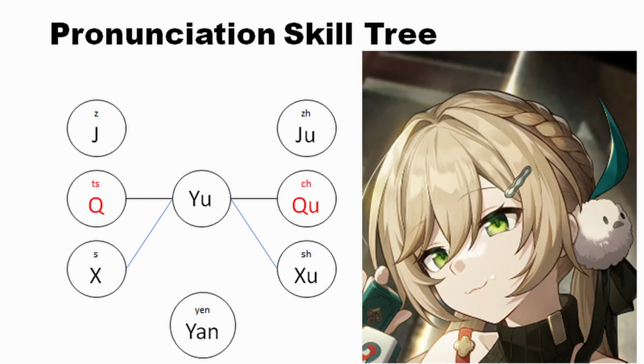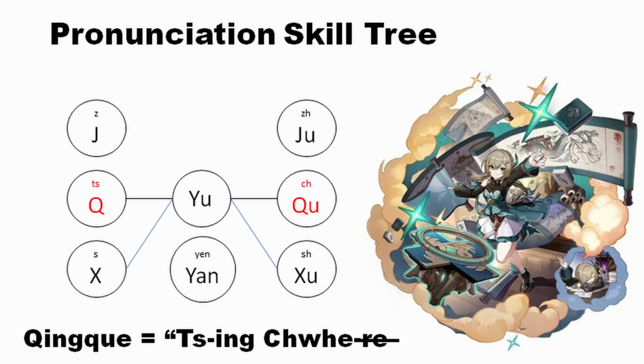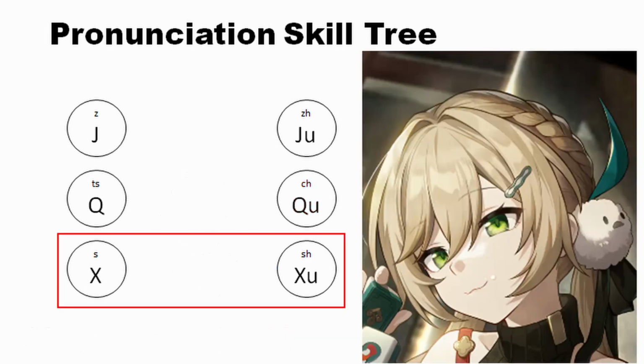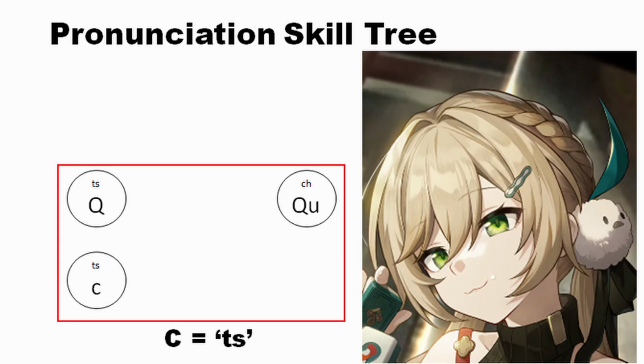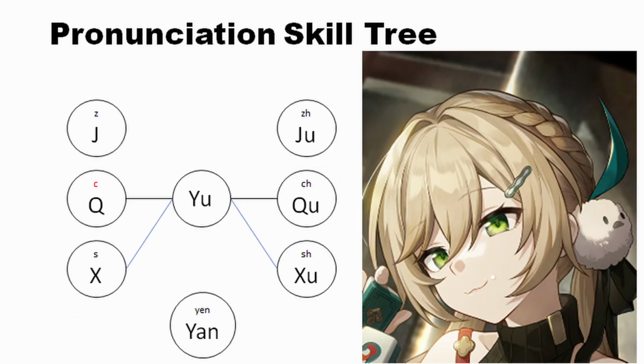Now we practice both Q and QU at the same time. Qingque. As we have learned in the first video, the first Q is pronounced with a deflating balloon TS sound, while the second Q is pronounced with a CH sound. Here's the thing to notice. Why is the relationship between X, XU, and J, JU only by an H as we know it, but for Q, why is it so different? The answer is that C in Pinyin is also pronounced with a TS sound. So in fact, the skill tree for Q and QU should look like this.